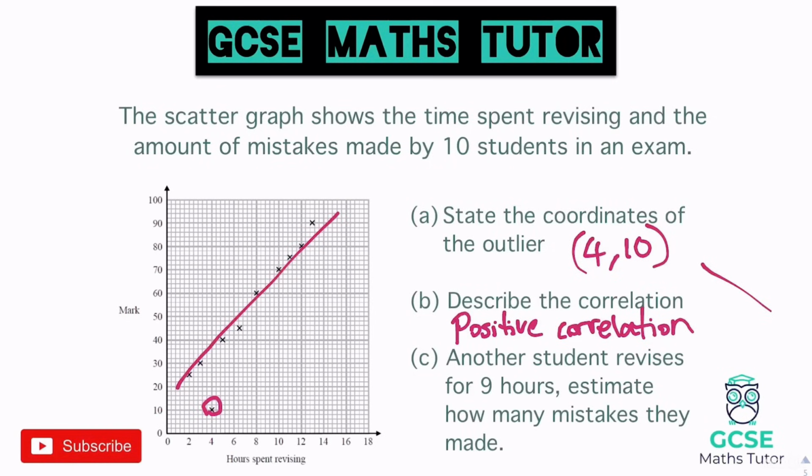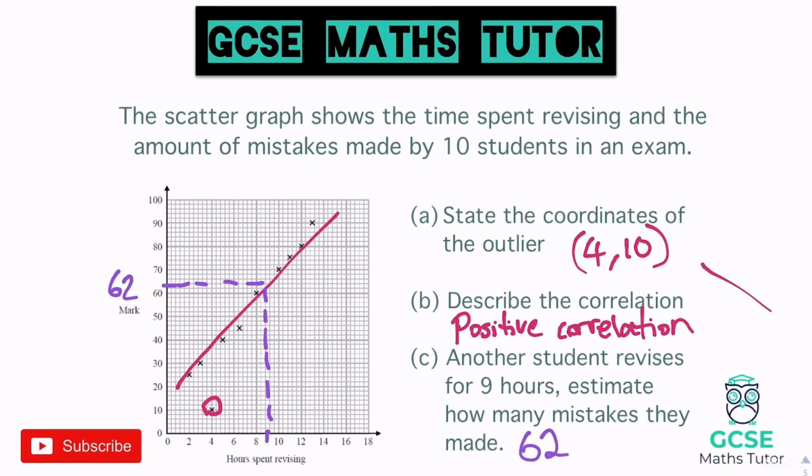And the final part of this question, it says, another student revises for 9 hours, estimate how many mistakes they'll make. So that's what we use this line of best fit for. So 9 hours is down here in between 8 and 10. So very, very carefully going up from 9, hit your line of best fit, and bounce off to the other side, and then as accurately as you can read that. On my screen it looks around 62, so I would say 62 marks would be an estimate for the amount of mistakes that they would make. Okay, so they would get 62 marks.